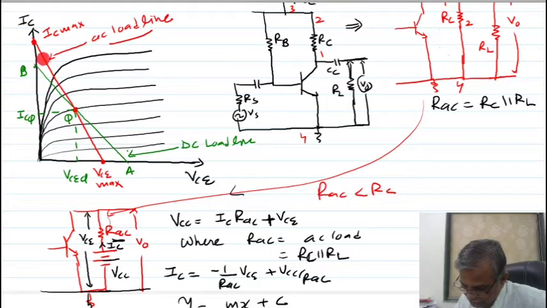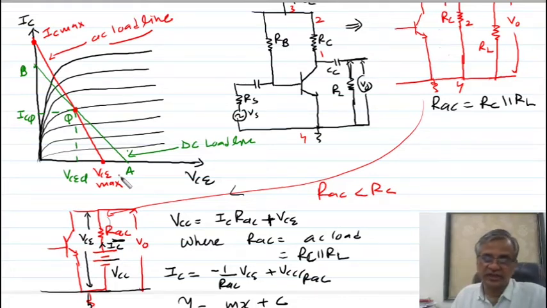This is your load line. Now I have to find these 2 points for the AC load line. Which 2 points? IC max and VC max for the AC load line. I know these 2 points, so I can easily draw the AC load line.